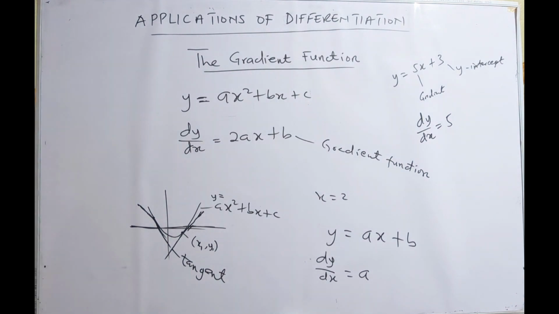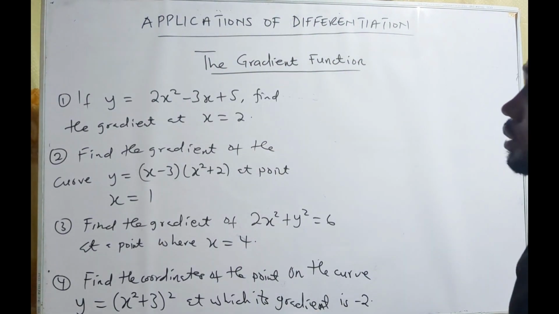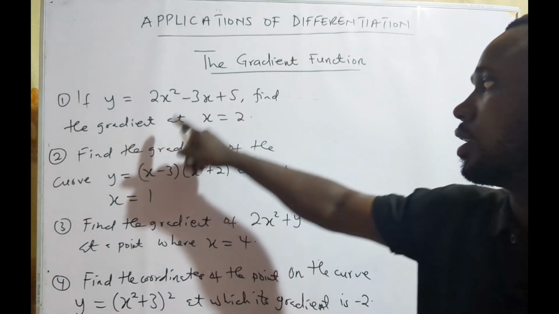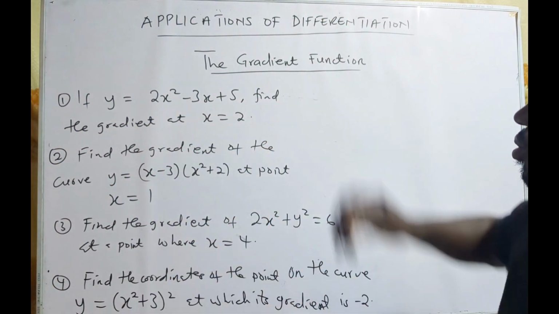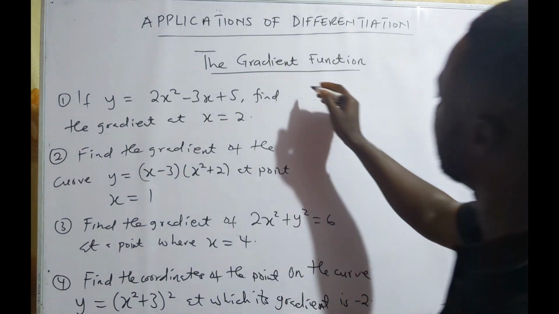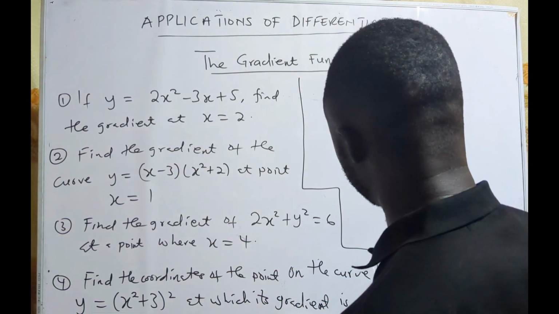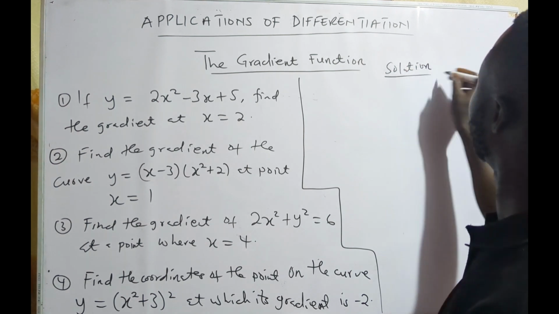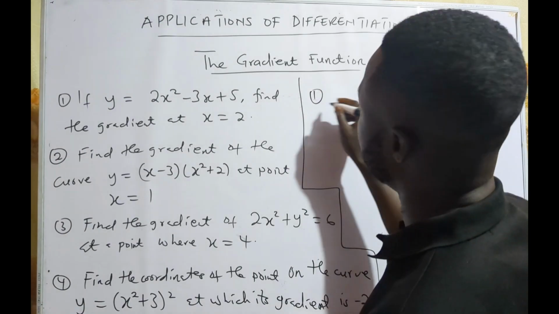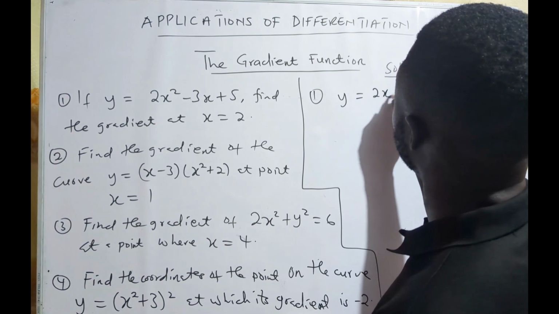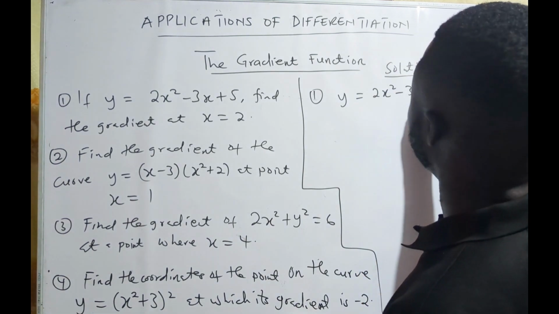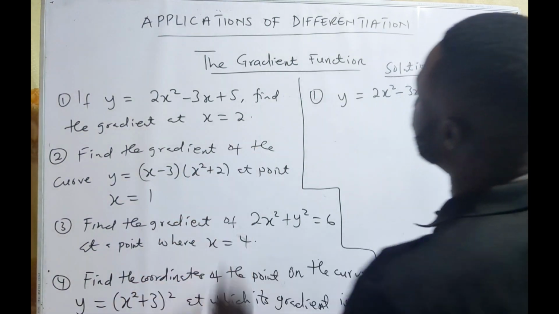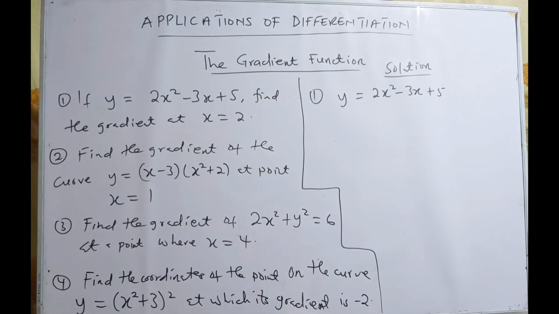All right. Okay, so let's look at the questions. 1. If y is equal to 2x squared minus 3x plus 5, find the gradient at x is equal to 2. So we are going to do them one by one, so follow carefully. Simple to understand. So number 1, y is equal to 2x squared minus 3x plus 5. We are going to find the gradient as x is equal to 2.